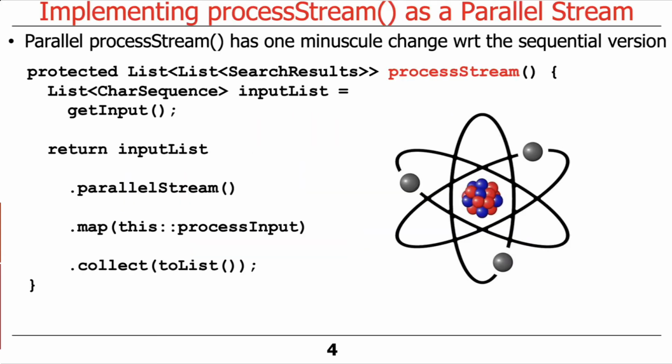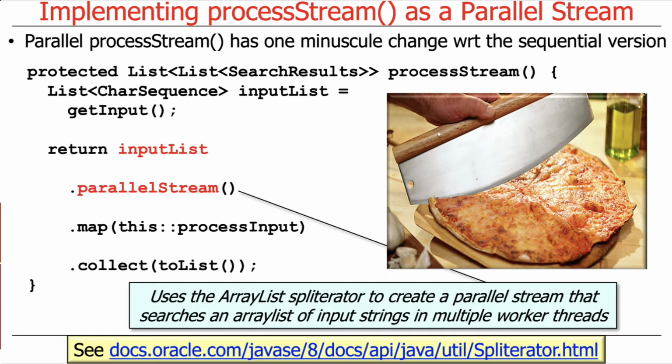So here's what the code looks like. This is the process stream method. You can see it does a couple of things. First thing it does, it gets the list of character sequences. Each character sequence is a work of Shakespeare. So it gets that list, and then it converts it into a parallel stream. And under the hood, it uses the array list splitterator to create a parallel stream that will search the array list of input strings in multiple worker threads. So it's basically slicing and dicing. The splitterator is slicing and dicing stuff, and that's what happens with parallel stream.